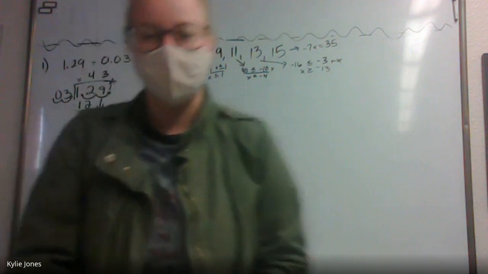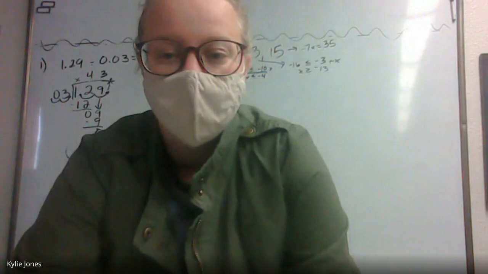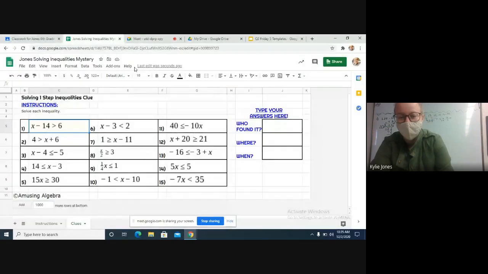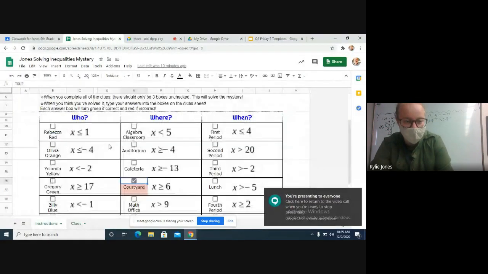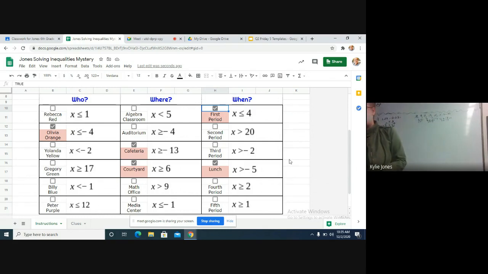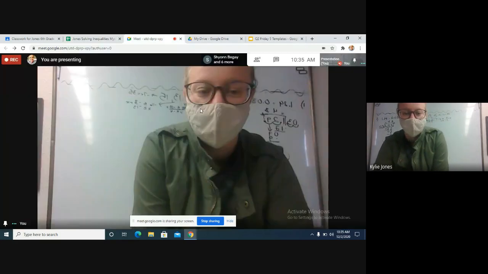Okay, let me go and cross off some of these. All right, so at this point on the instructions page, you should have Olivia Orange checked off, right? What else? Courtyard, cafeteria, lunch, and what else? First period. Okay, so yep. So go ahead and keep working on those other ones. Take your time. See if you can figure out who did it. Whatever is left is the person that found it when and where.